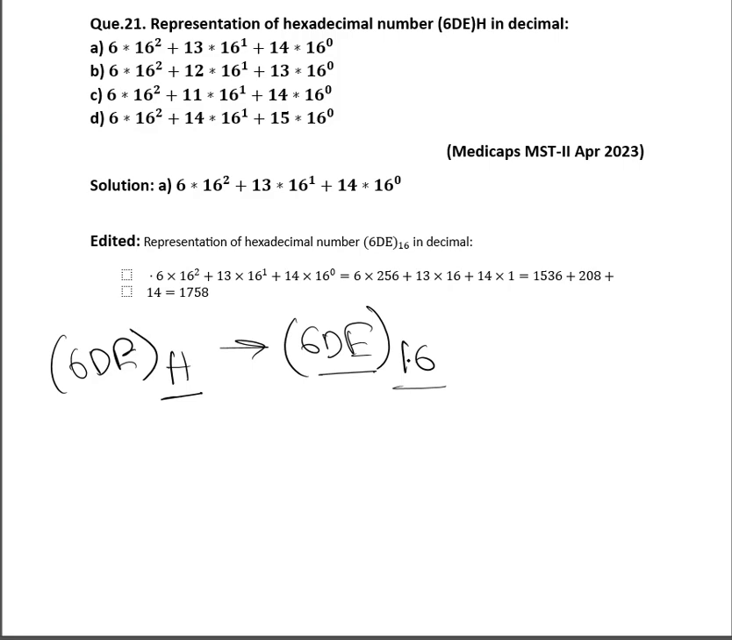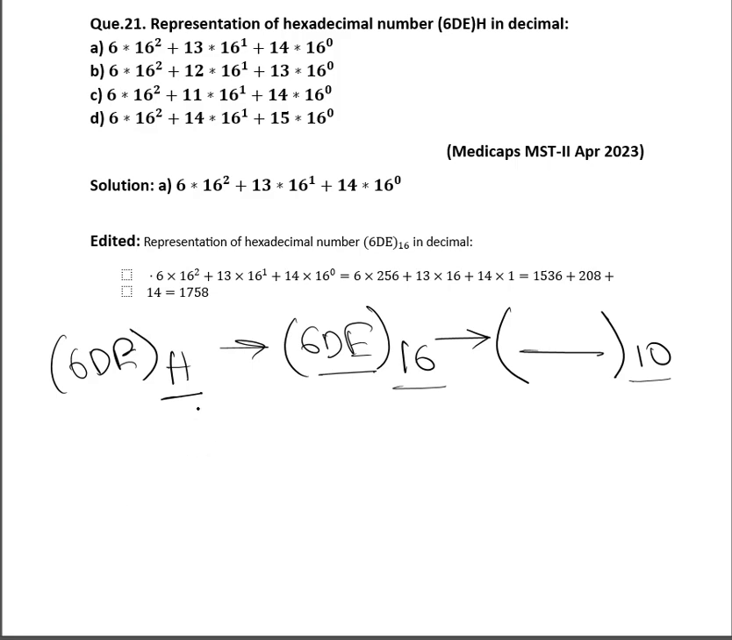For the representation of a hexadecimal number in the decimal number system, that means from the hexadecimal number 6DE with a base of 16, we will get some number with a base of 10. We specify that the number is in the decimal number system. For this conversion process, we need to understand the concept of positional weights.